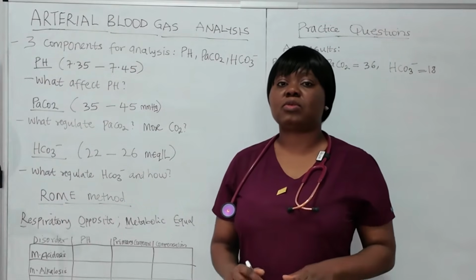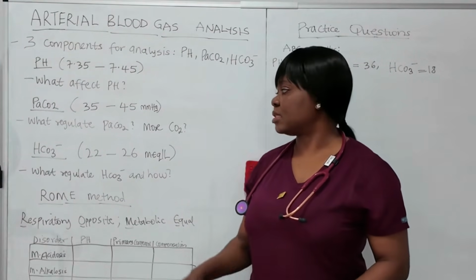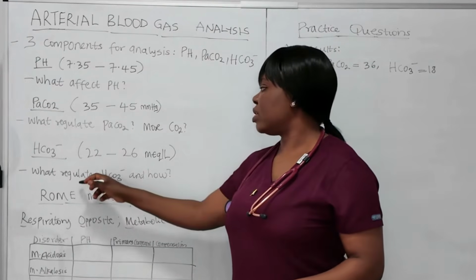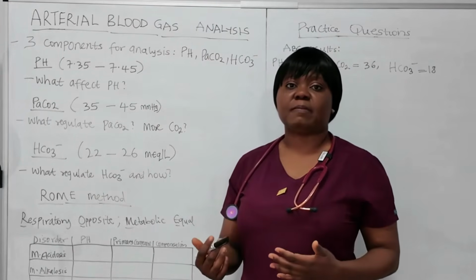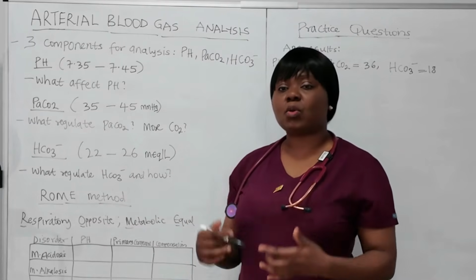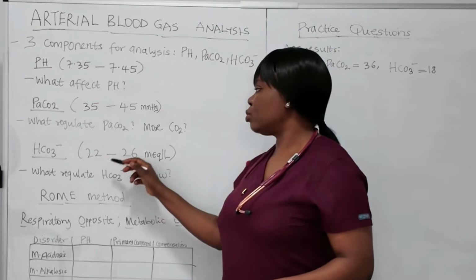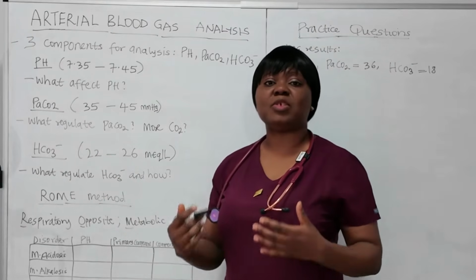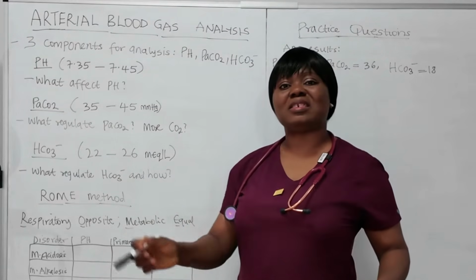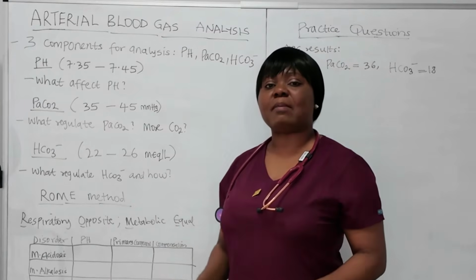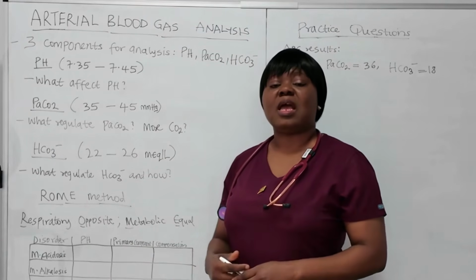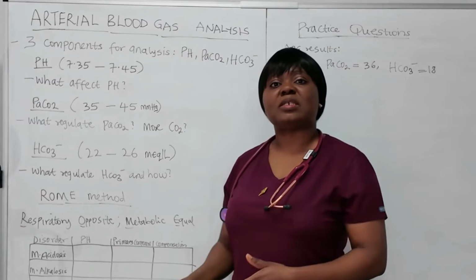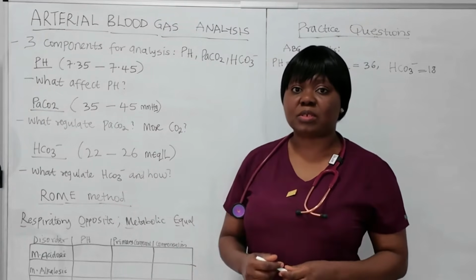The last or third component we'll be analyzing is the bicarbonate. So this bicarbonate, what regulates it is the kidney. So this is a metabolic control. The usual range is 22 to 26. And note that when you have more bicarbonate, that means you are having more base. You are tending towards metabolic alkalosis. And if you have less bicarbonate, you are tending towards metabolic acidosis.